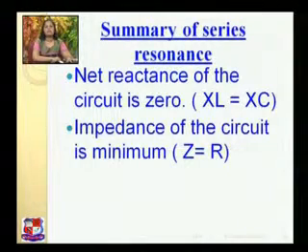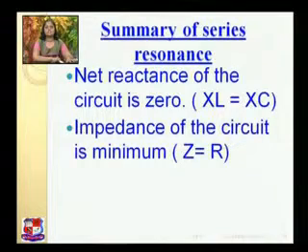Now, summary of series resonance. Net reactance of the circuit is 0 because XL is equal to XC. As we know, the equation for impedance is Z equals the square root of R square plus (XL minus XC) whole square. Now if XL is equal to XC, then XL minus XC is equal to 0. So net reactance of the circuit is 0 at the time of resonance.